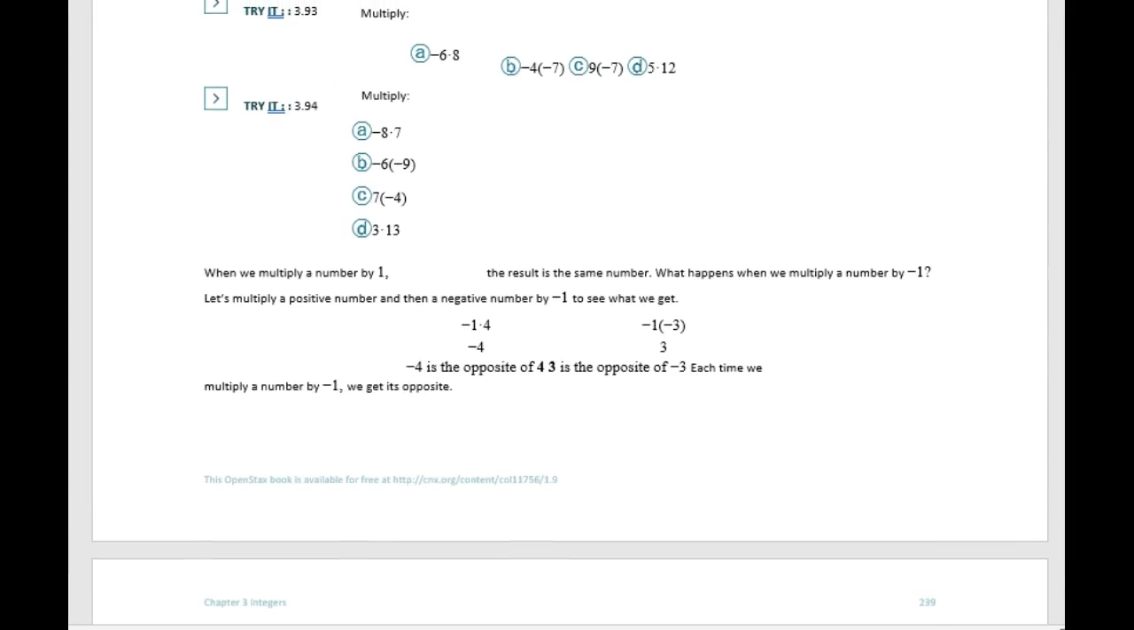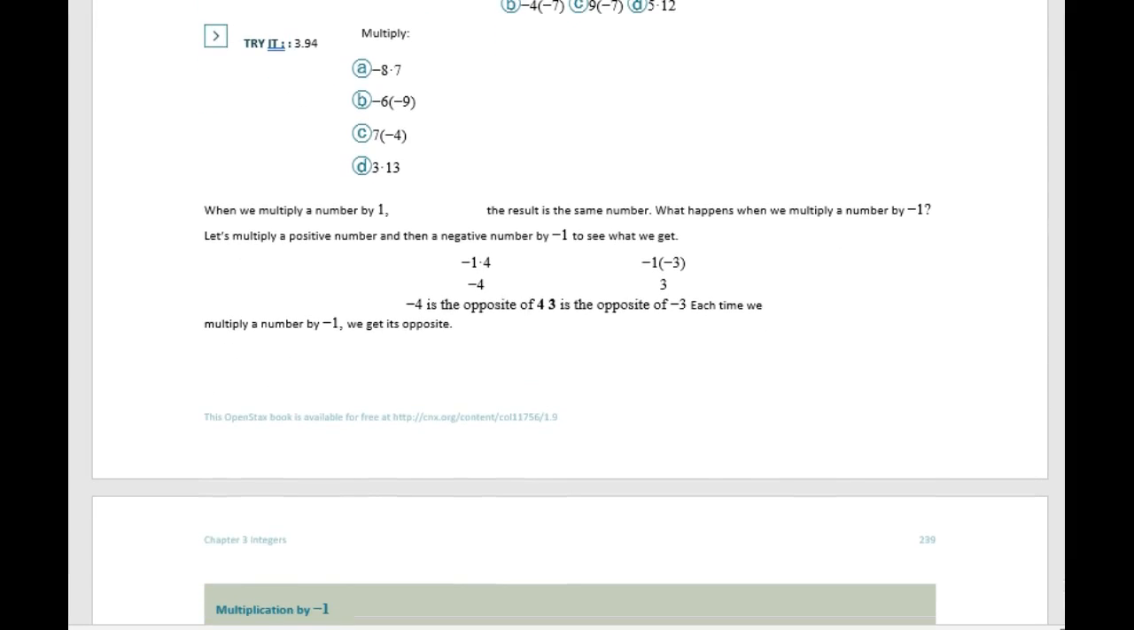Okay, so now here are a few that I want you to try. So look right here at this, try it. This is going to be your big question here that you need to answer. So what you need to tell me out of these 4 is which one or ones will give us a negative answer.